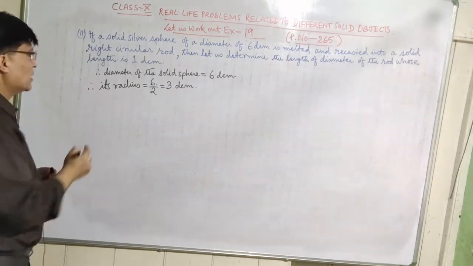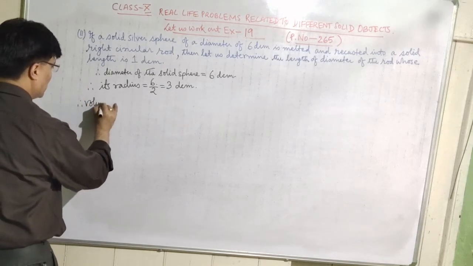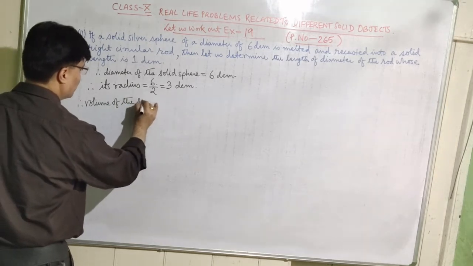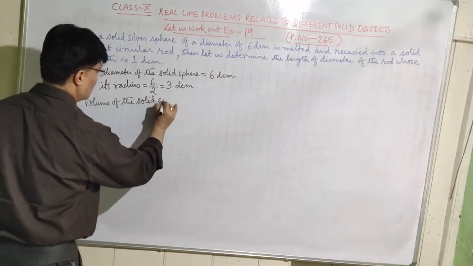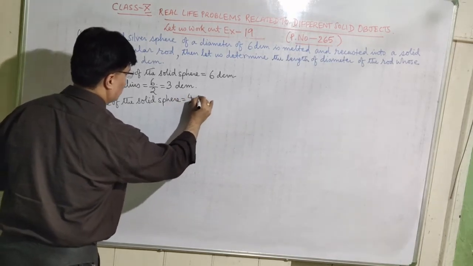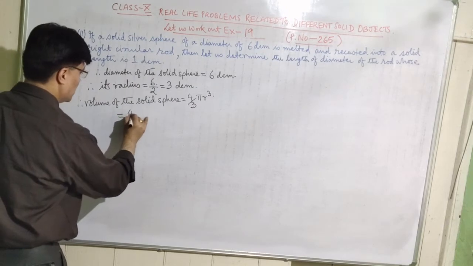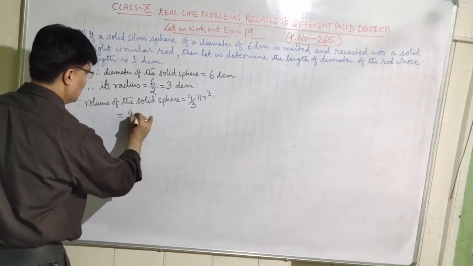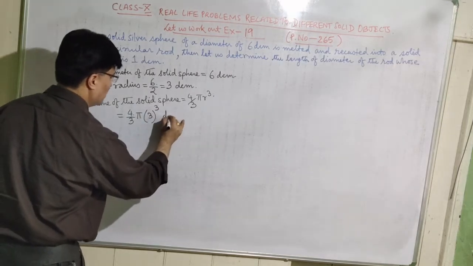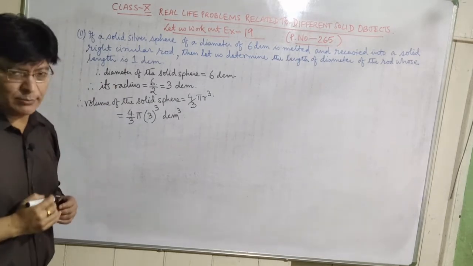Okay. So now let us find out the volume of the solid sphere. Therefore, volume of the solid sphere is equal to, what is the formula? It is 4/3 pi r cube, which is equal to 4 upon 3 pi. What is r whole cube? It is 3 whole cube. It is decimeter cube, or you may write cubic decimeter.